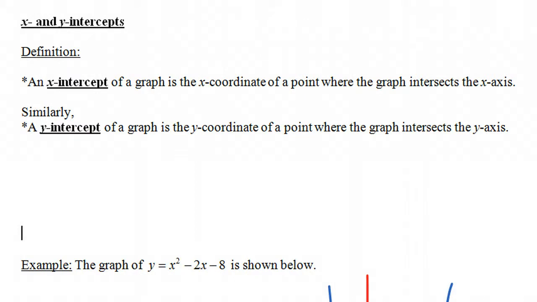In this video, we're going to talk about x and y intercepts. Now, an x-intercept of a graph is the x-coordinate of a point where the graph intersects the x-axis. And similarly, y-intercept of a graph is the y-coordinate of a point where the graph intersects the y-axis.